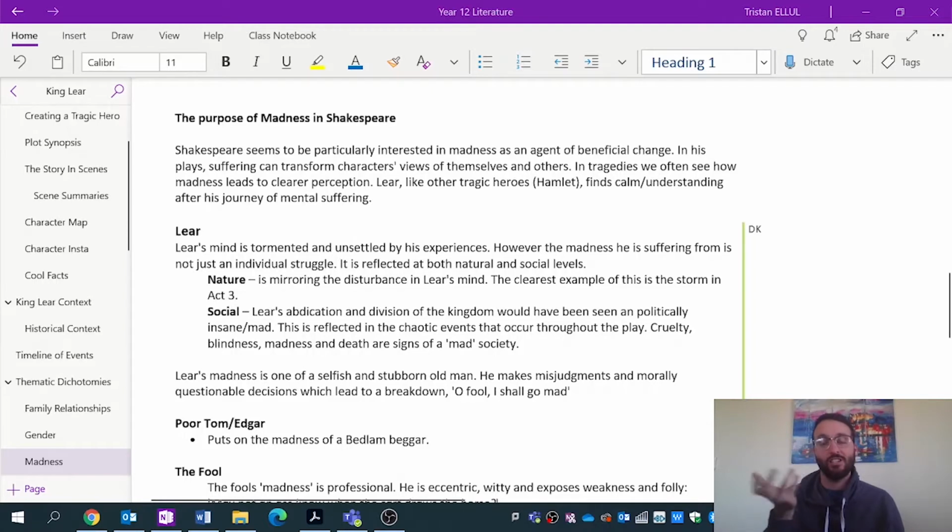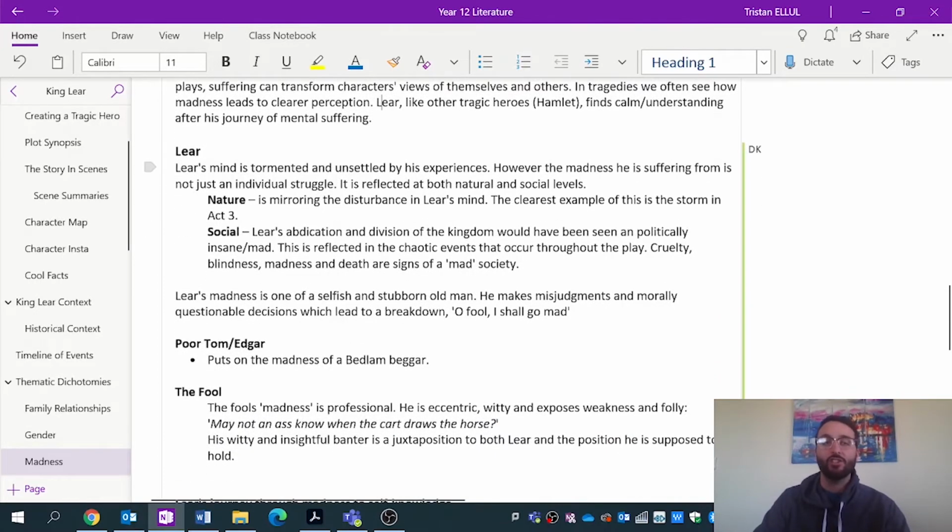Lear, like other tragic heroes, in Hamlet, remember watching the play, those who saw it, Hamlet's madness. It leads to clarity for the character. It leads to growth. And we see that in Hamlet, we see that in King Lear, we see aspects of that in Macbeth as well. But they find calmness, understanding after their journey of mental suffering. And Lear is the same in that. At the end, he is resigned to where his life goes and almost happy with what's happened.